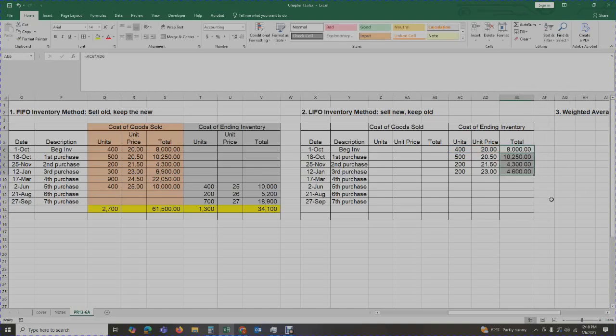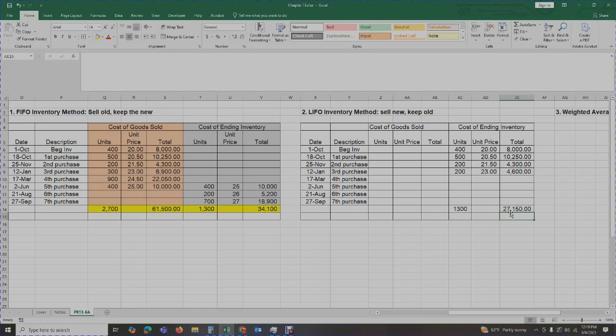Okay, so now I can get my total. I'm going to sum up my total units. Remember, we need to have 1,300 here. These are the units we have not sold. Those 1,300 units are valued at 27,150.